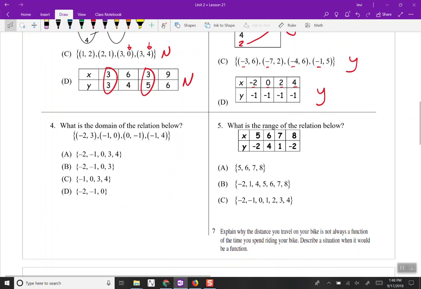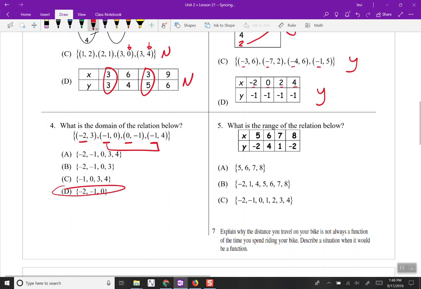Question 4, what is the domain of the relation below? Domain is the x values, so the domain would be negative 2, negative 1, and 0. We don't need to use the negative 2 or negative 1 twice. You don't need to list that twice. So it's just negative 2, negative 1, and 0. D.